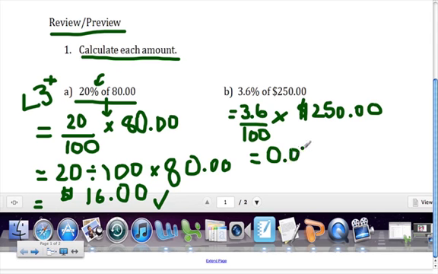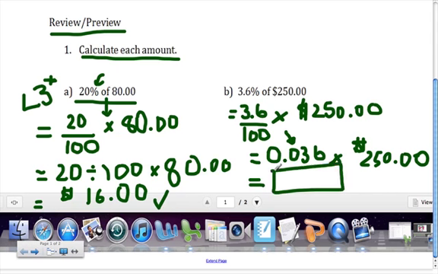I'm not going to show the thinking again, and we will get 0.036. What I've noticed is that some of you are making the switch from 3.6% to 0.36, and that's not right. You need to have that extra 0 in there after the decimal. Then we multiply 0.036 times $250. And let's see what we get there. I have no idea what the answer is going to be. I'll let you punch that in your calculator yourself.